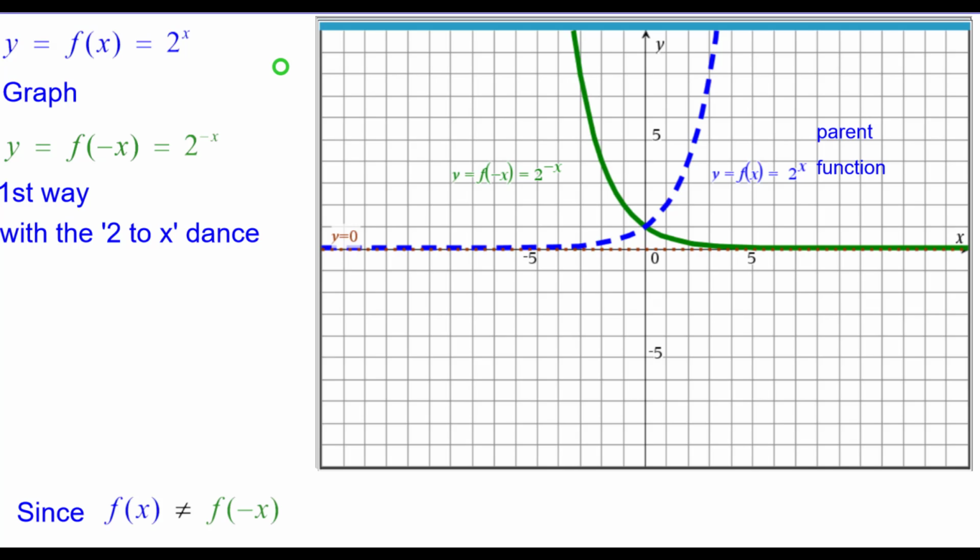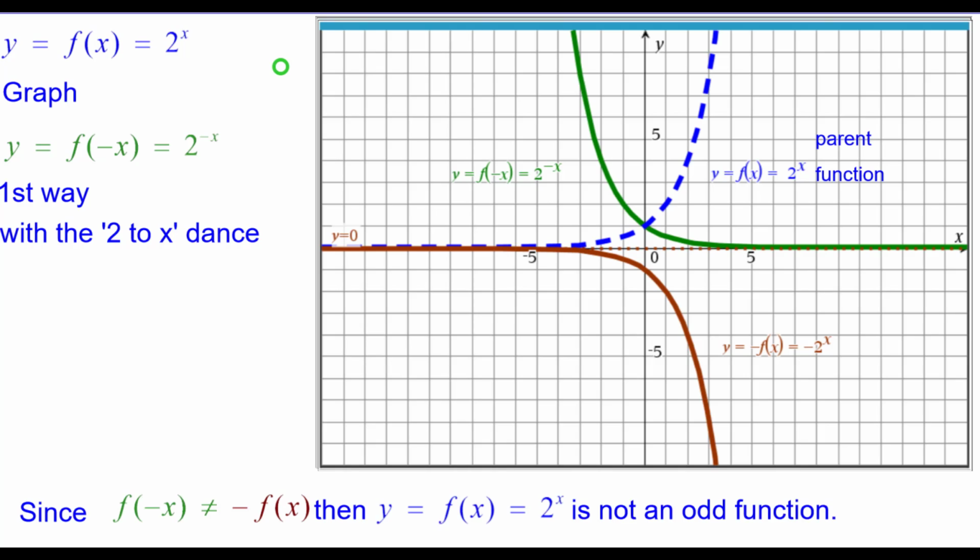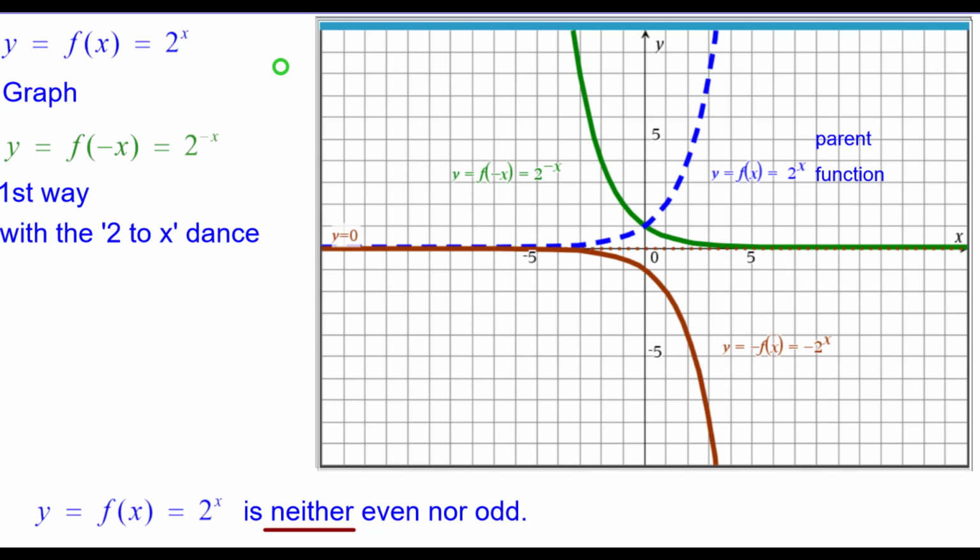We can see that these two are not equal, so 2 to the x is not an even function. Comparing it to the opposite of the function, you can see that none of these are equal, so it's not an odd function either. So y equals 2 to the x is neither even nor odd.